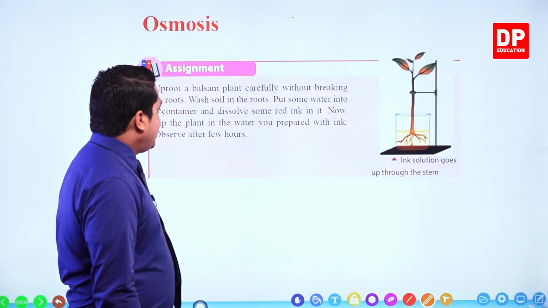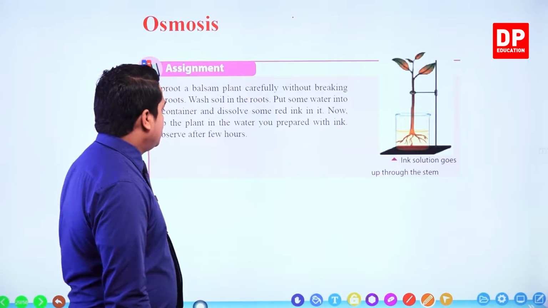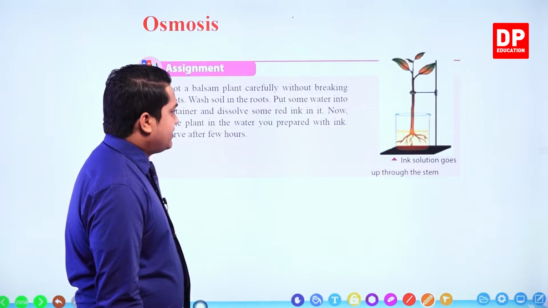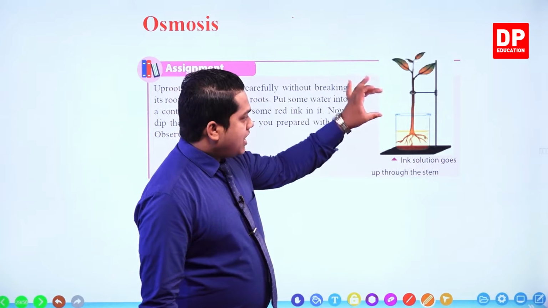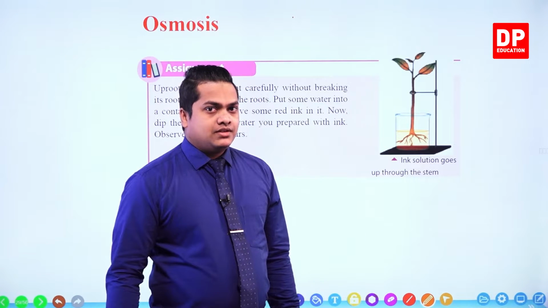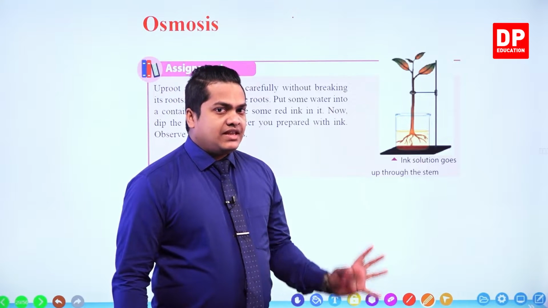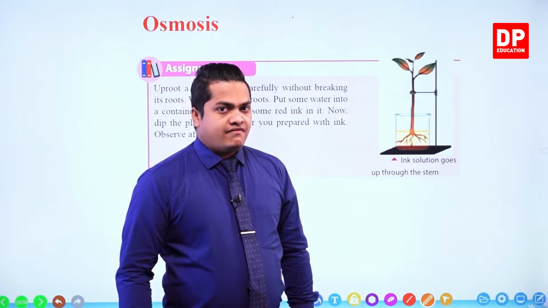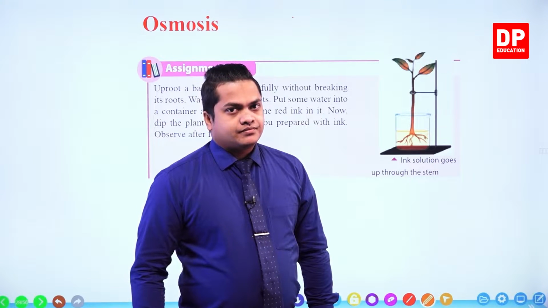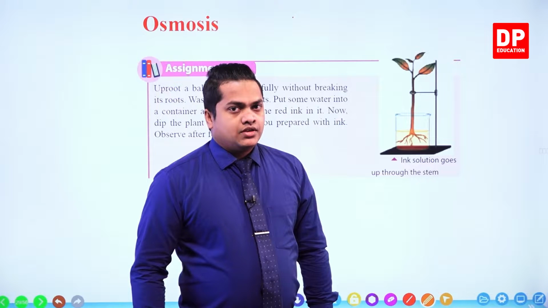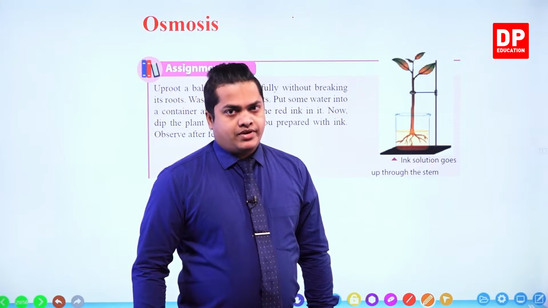Now dip the plant in the water you prepared with ink. Observe after a few hours. Now what you have to do is dip the plant in the ink with water, and leave this plant for a few hours in that water. Then after a few hours, you need to observe what is going to happen here.